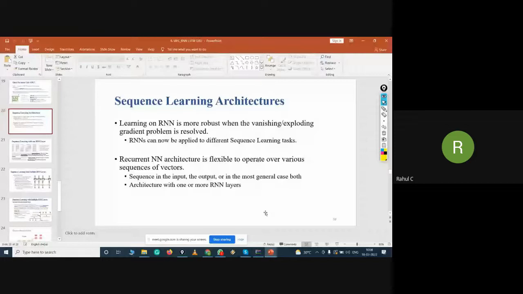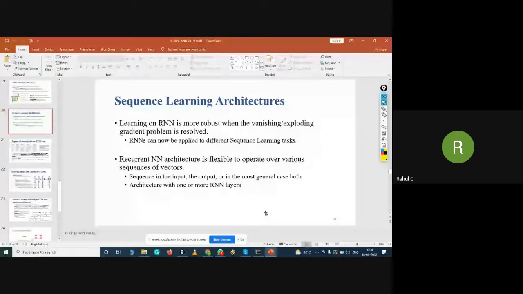Most NLP applications use sequential data. If you want to process sequential data, you have to use one of these architectures. It is flexible over various sequences of vectors. You can increase the number of inputs, that means it's not fixed. In the training phase, if you want to give a sentence which has a different length, it is easy for you if you are using LSTM or RNN. Why? Because it is flexible. You can increase the number of inputs at any point of time. So for any sequence learning problem that comes under natural language processing, you can utilize this type of architecture.